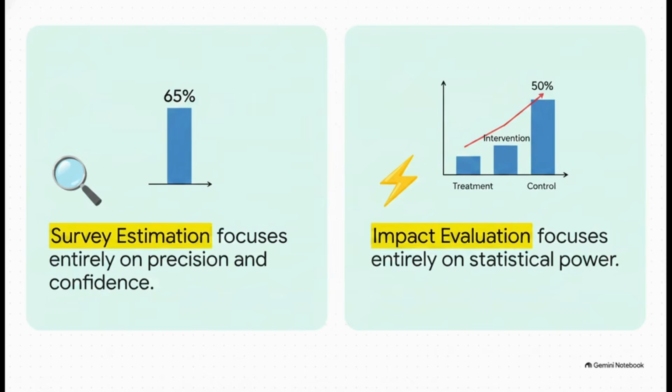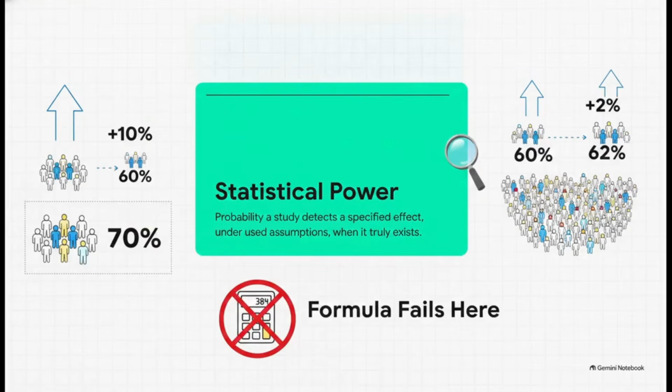Survey estimation asks how many beneficiaries currently attend school, but an impact evaluation asks, did our specific intervention actually increase school attendance compared to a control group? That is structurally entirely different. It requires comparative research designs that rely on statistical power, not just precision. Let's demystify statistical power for a second. Think of it simply as your study's sensitivity.